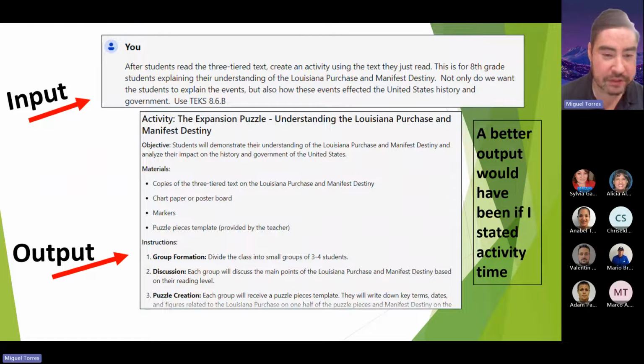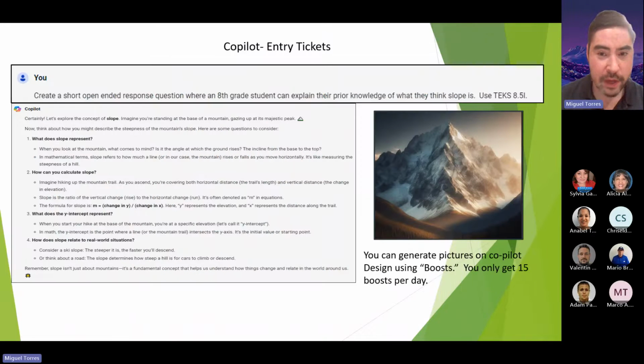It tells you the materials you need: chart paper, markers, puzzles. It tells you the instruction, the group formation, discussion, puzzle creation. It can really give you different activities. And if you don't like the activity, you can put the same prompt and just put a different activity. So instead of a puzzle creation, maybe it'll give you something to do with anchor charts or jigsawing. So that's another thing we can do.